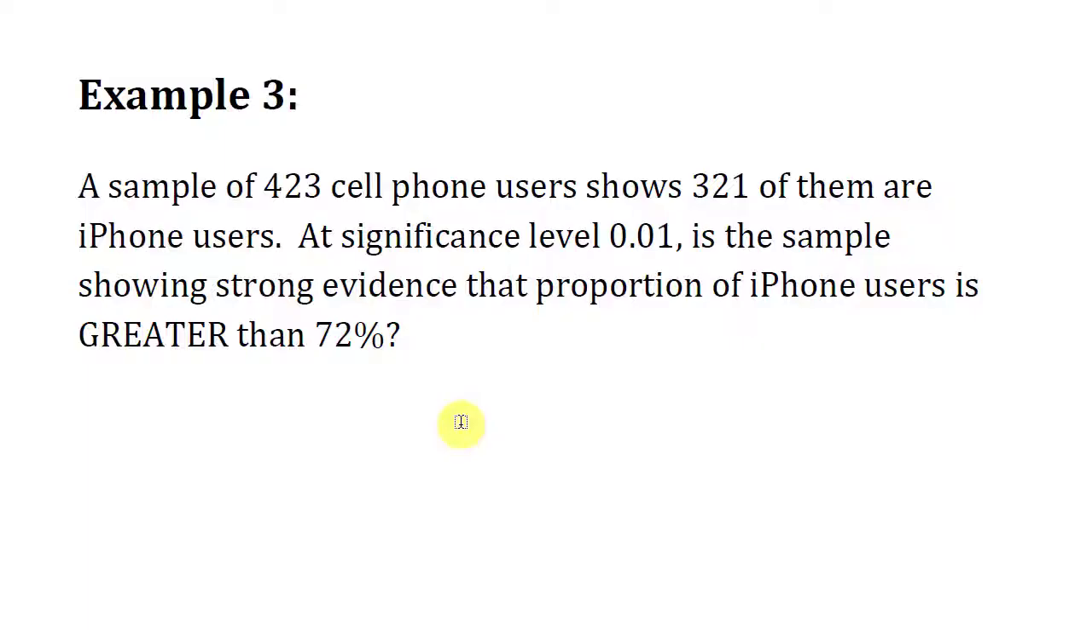Alright, so let's now look at our example 3. Let's begin by reading our problem. A sample of 423 cell phone users shows 321 of them are iPhone users. At significance level 0.01, is the sample showing strong evidence that the proportion of iPhone users is greater than 72%?